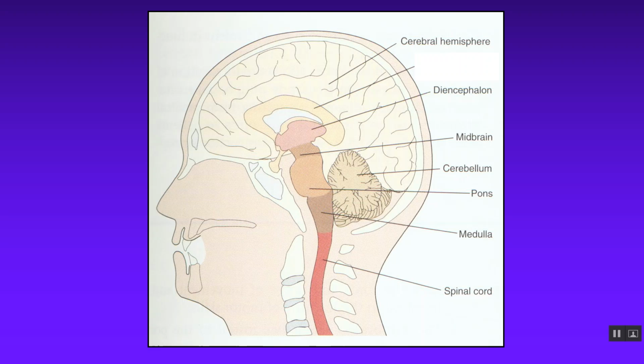Sitting off the back is the cerebellum, and then the red, once you pass through the foramen magnum, the hole in the bottom of the skull, that's the division between your brainstem and the spinal cord, okay?